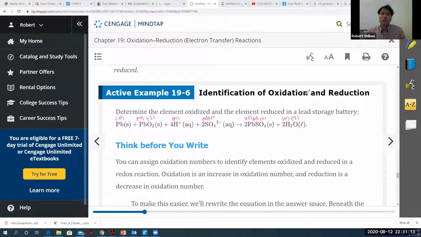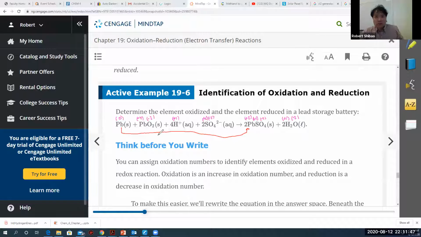Let's see what did not change. Oxygen: -2, -2, -2, -2. So oxygen doesn't change. Hydrogen doesn't change, +1, +1. Sulfur doesn't change. The only thing that changed is lead. It's kind of weird, this lead here goes from 0 to +2.